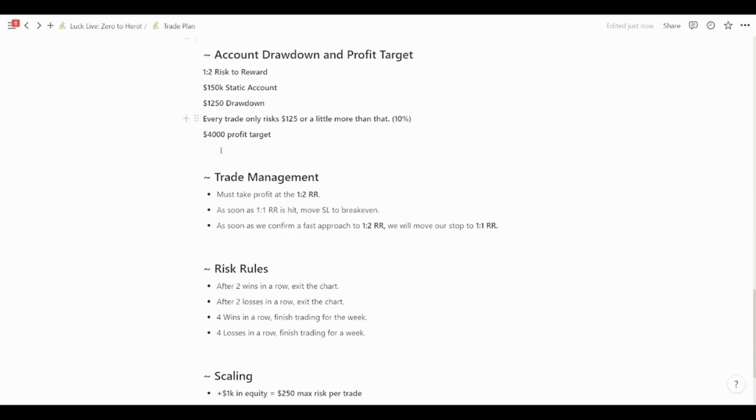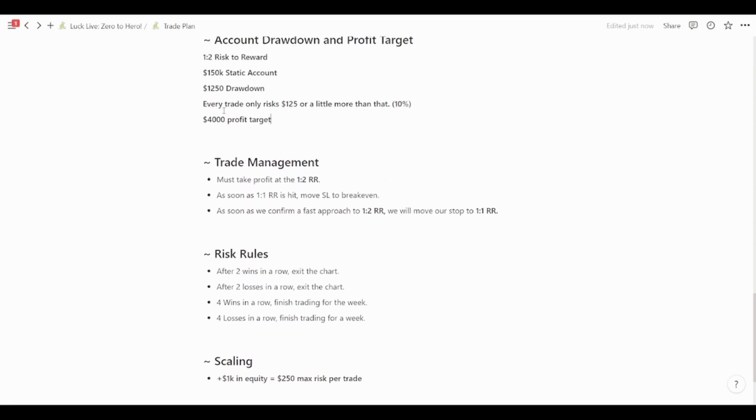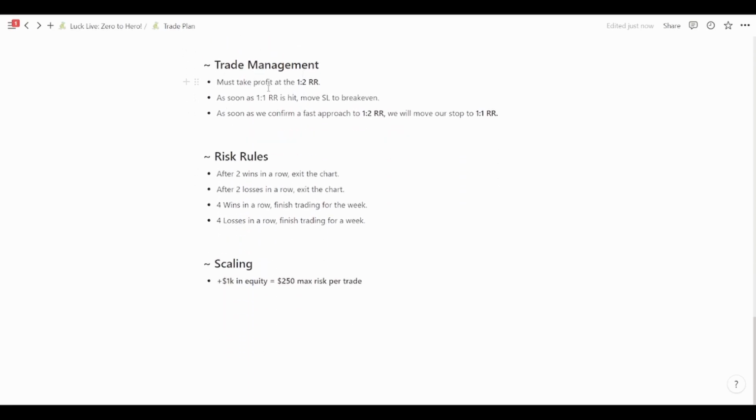And then account drawdown, I broke that down to you guys. I have 10 trades that I have to lose in a row to lose the account, to fail the challenge. $4,000 profit target. Trade management is just going to be a 1 to 2. Very simple, very mechanical.